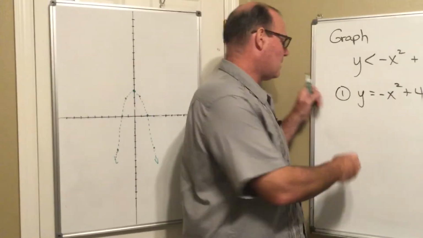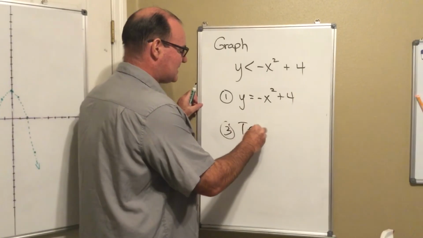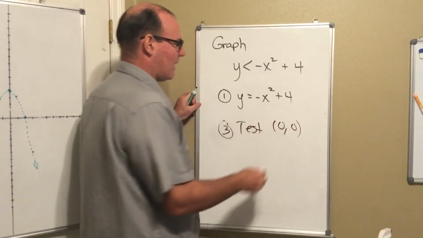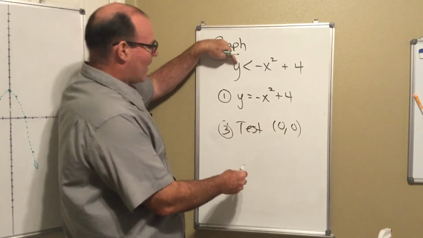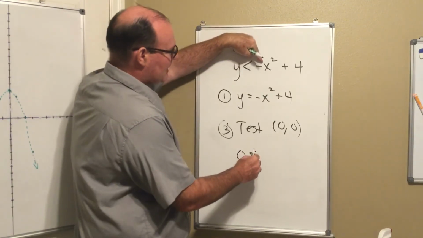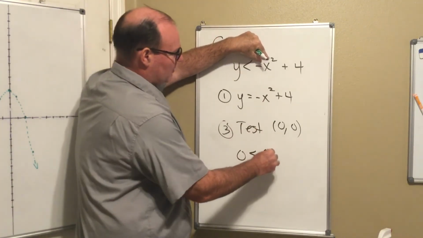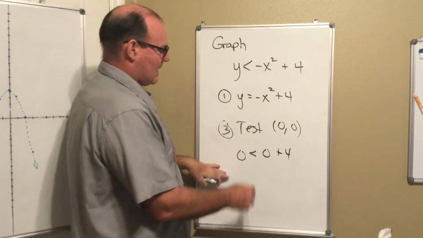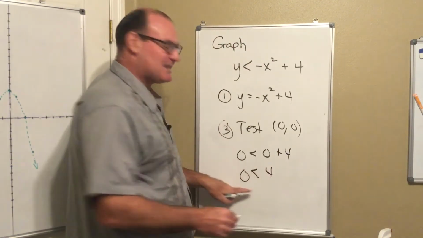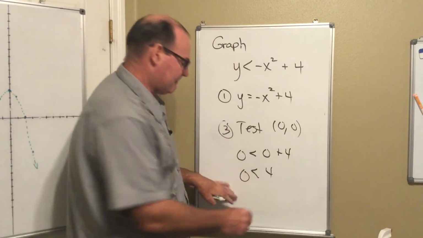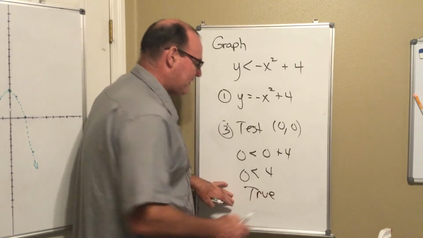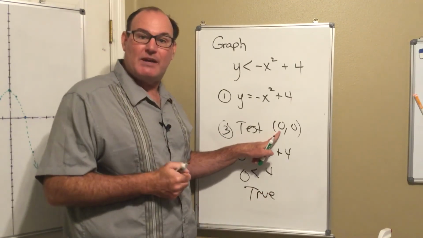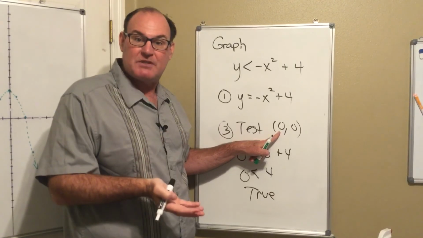So I'm going to come over here. Step 3, we are going to test the point 0, 0. So when I put 0, 0 into this, the y value is 0. Negative x squared is negative 0 squared, which is 0, plus 4. 0 is indeed less than 4. That is a true statement. So what that means is 0, 0 is among the solutions. It's representative of the solutions.